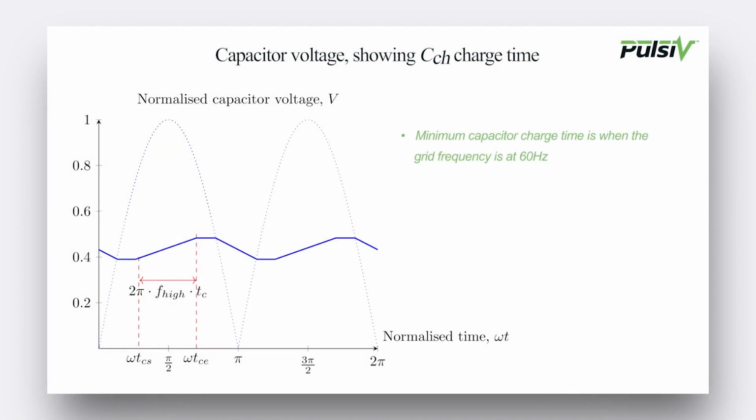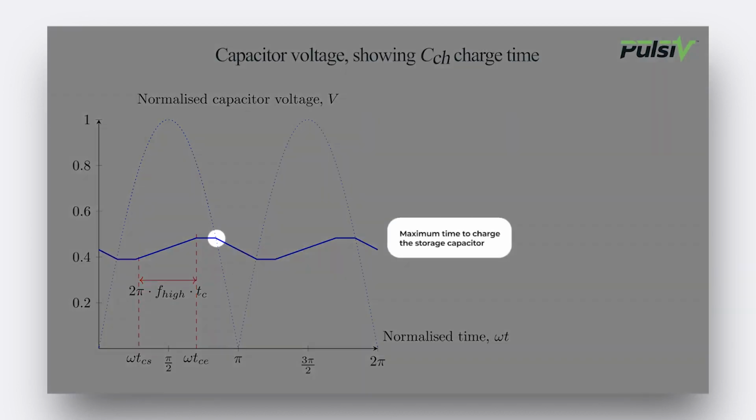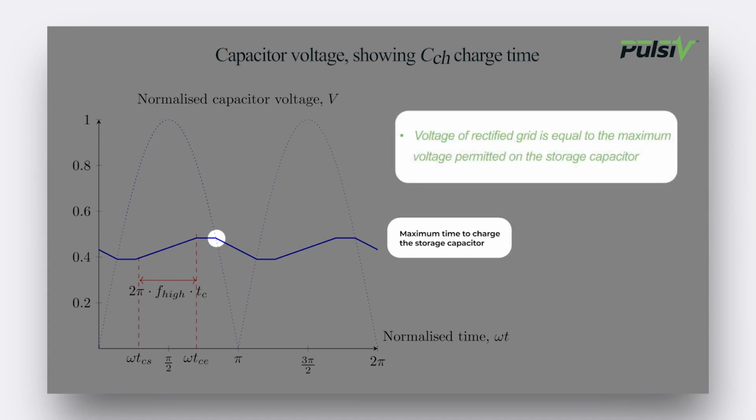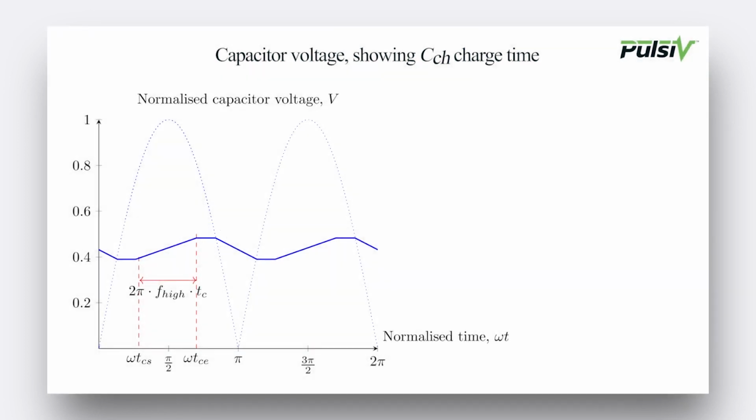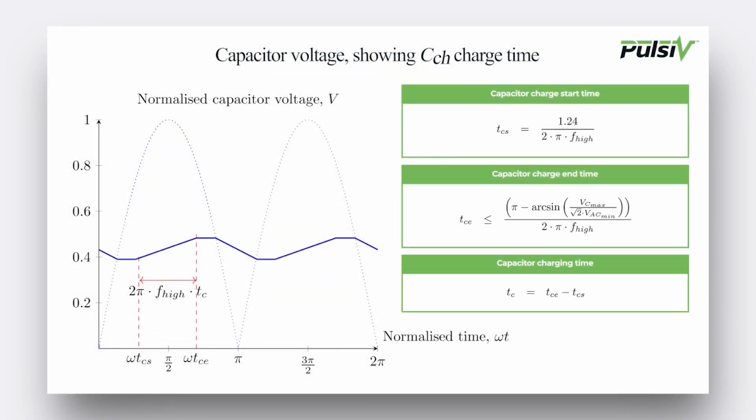The minimum charge time for the storage capacitor is when the grid frequency is 60 Hz, and this corner case can be used to determine the average current required to charge the capacitor. The maximum time to charge the storage capacitor is calculated when the voltage of the rectified grid is equal to the maximum voltage permitted on the storage capacitor. The Pulsiv OSMIUM microcontroller will determine the start of the charging process.